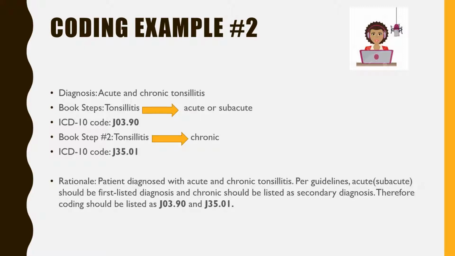J35.01. So our rationale for this coding example is, again, the patient was diagnosed with acute as well as chronic tonsillitis. And again, referencing our ICD-10 coding guidelines, the acute or subacute should be our first listed diagnosis, and the chronic should be listed as our secondary diagnosis. Therefore, our coding should be listed as J03.90 and J35.01.